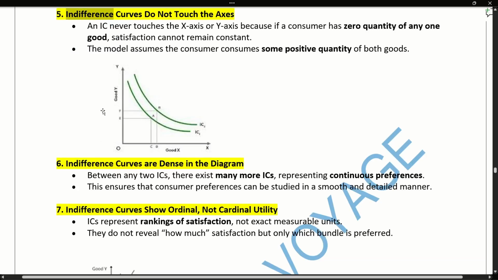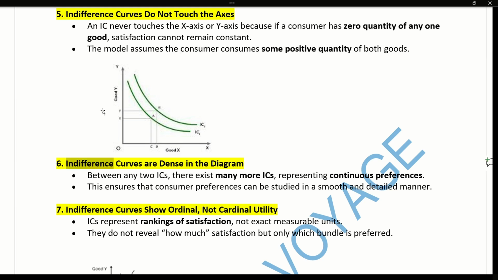5. Indifference curves do not touch the axis. An IC never touches the x-axis or y-axis because if a consumer has zero quantity of any one good, satisfaction cannot remain constant. The model assumes the consumer consumes some positive quantity of both goods.